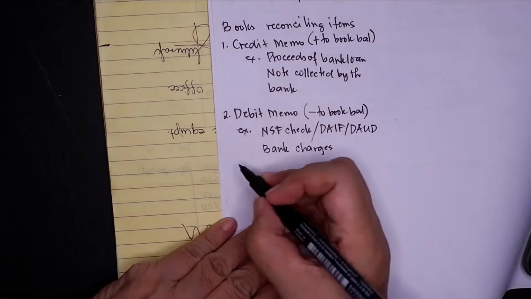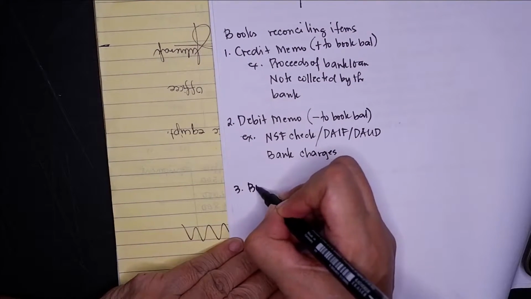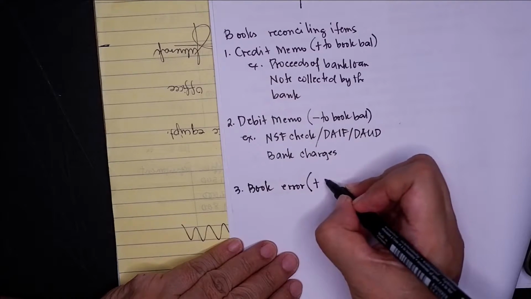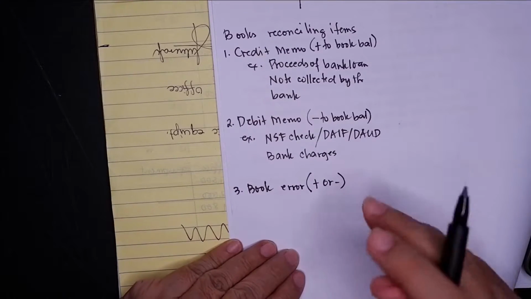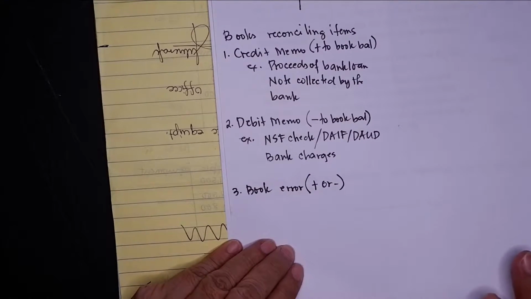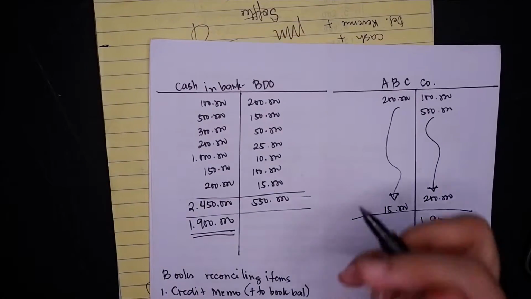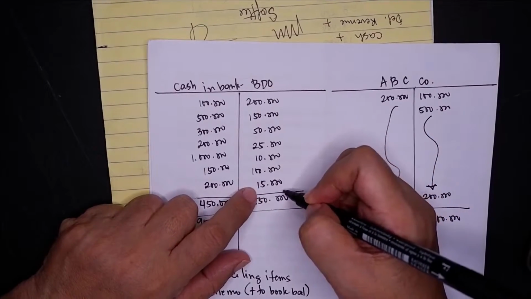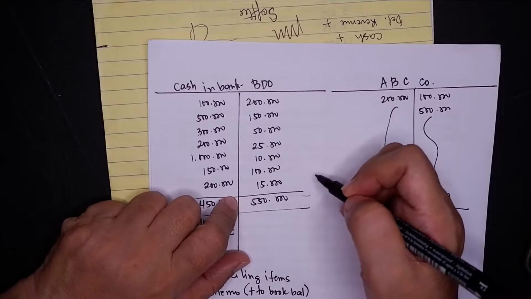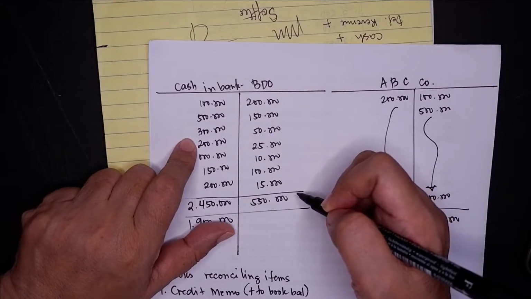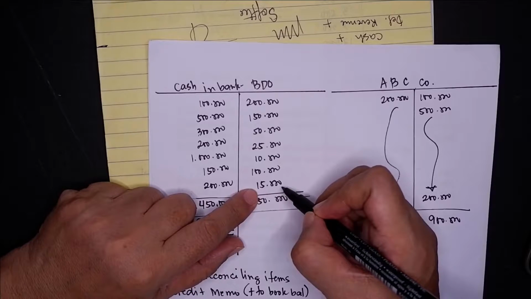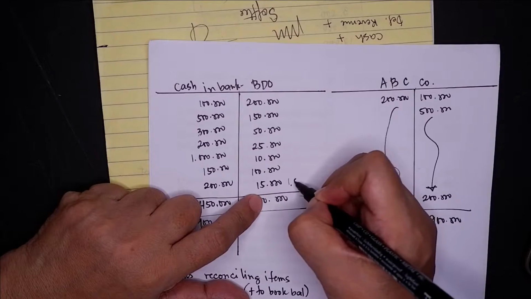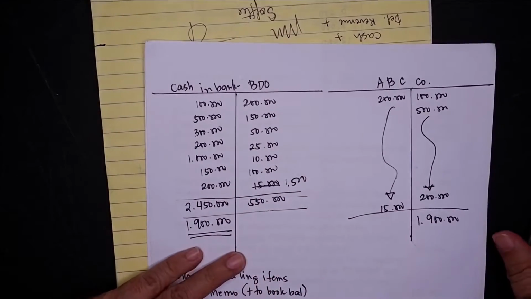Okay, and the third one is number 3. We have book error. For book error, that is plus or minus, either plus or minus. It depends on how our cash was affected. Example, we have this one, 15,000 payment for miscellaneous expenses. So we prepare an entry, debit miscellaneous expense and credit cash in bank 15,000, but erroneously we only record 1,500 instead of 15,000. We only record 1,500.